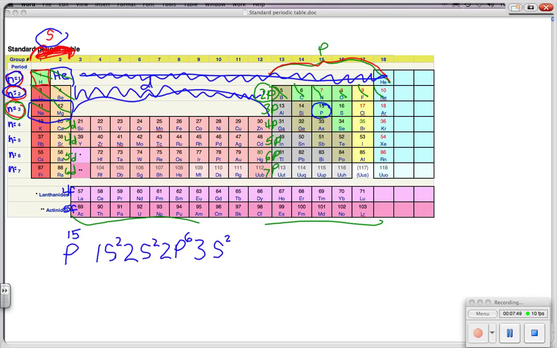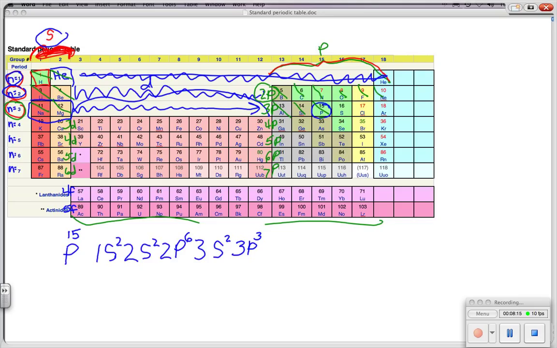Now I have empty space right here, nothing there, till I come to the 3p. So that's going to be my next sublevel, 3p. I count over 1, 2, 3 places, so it is 3p3. That is the electron configuration for phosphorus, kind of a shorthand notation.